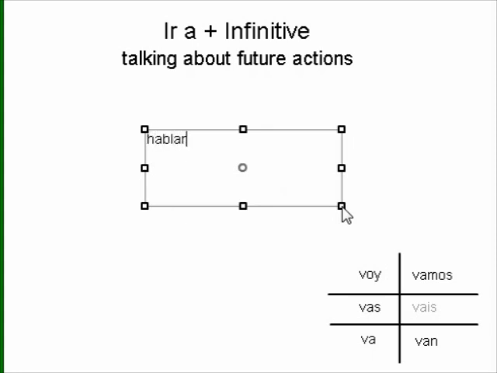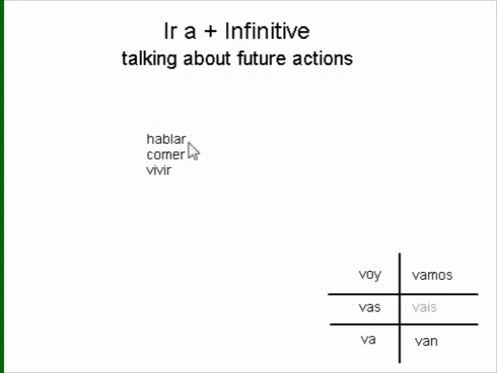That's an infinitive because we have not conjugated that verb yet. Comer is an infinitive, vivir. So when we see a verb like this in this original form before we cut off the ar, er, or ir, that's an infinitive. In English, an infinitive would have to in front of it. So hablar is to talk, comer is to eat, vivir is to live. In Spanish, this is what infinitives look like.